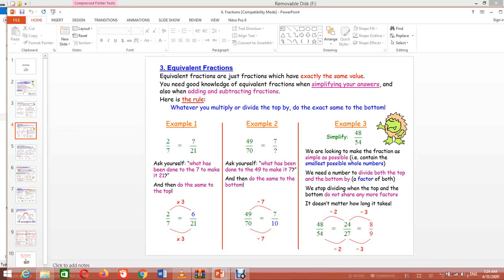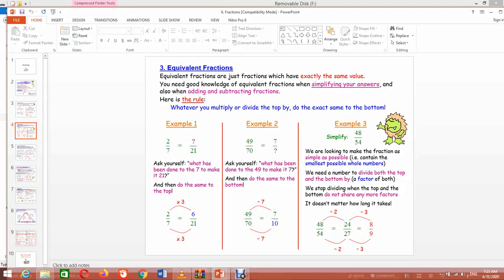Now you need to ask yourself, what has been done to the 7 to make it 21? Then you do the same also to the top. So you could see that over here, the bottom 7 was multiplied by 3, giving us an answer of 21. Then we also multiply the top by 3, and it will also give us 6. So 2 over 7 is equal to 6 over 21. So the missing answer is 6.